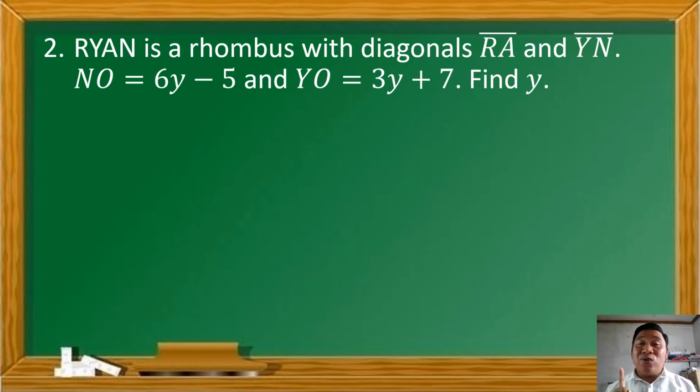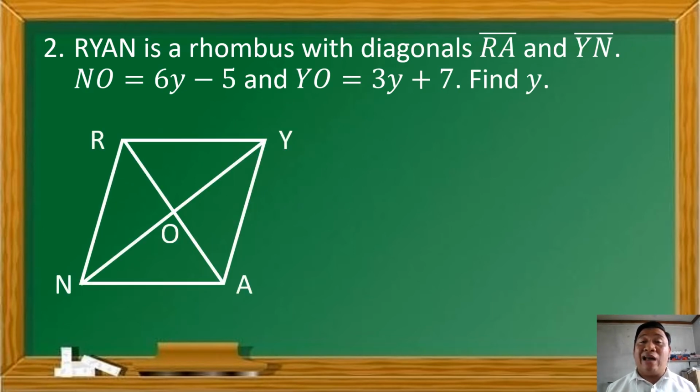So first thing to do para ma-solve natin itong problem na ito, ay illustrate muna natin yung sinasabi ng problem. Alright, so sabi sa ating problem that RYAN is a rhombus daw with diagonals RA and YN. So ito ang ating illustration. So this is rhombus RYAN. So kung papansinin, ang mga diagonals natin ay si diagonal RA at si diagonal YN.